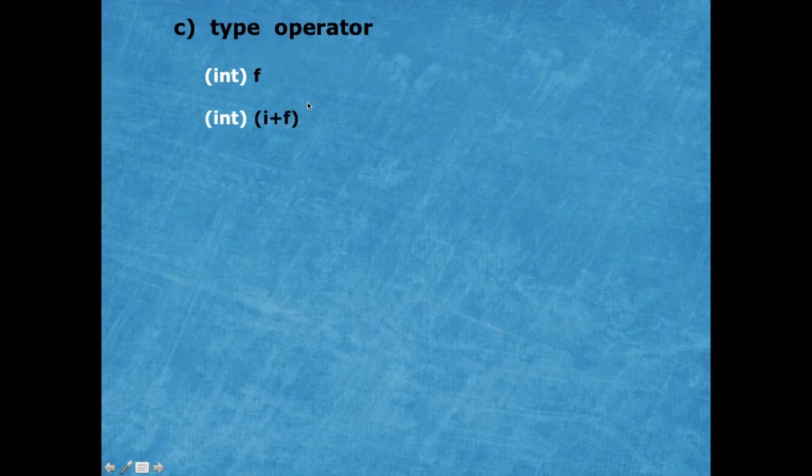Take one more example. The type operator over here is int and the operand is I plus f. Don't forget that this type operator is a unary operator, which means it will act only on one operand, which is I plus f. So if I is int, f is float, the combined result of this parenthesis will be float, but it will be temporarily converted to int by this type operator. And that way, this is one more example. Don't forget that between the parentheses, you can write any data type and it will become type operator or cast operator.